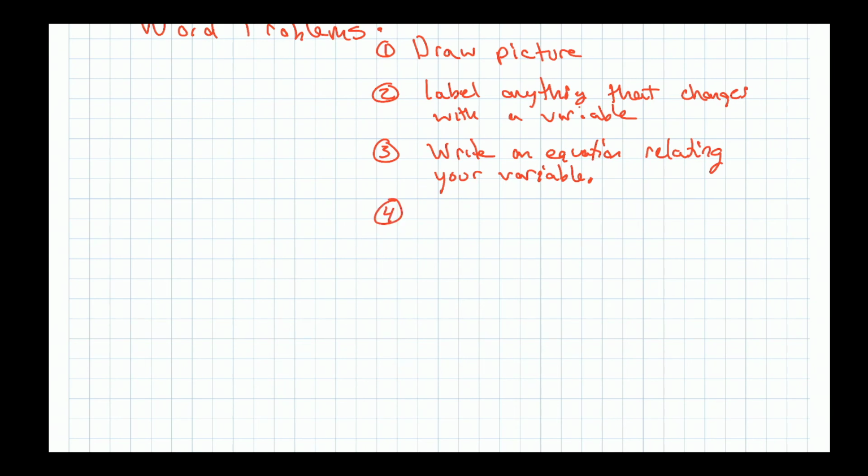At some point you need to do this, so I'm going to do it right here. I'm going to say make sure you write out all known numbers, in terms of what variable they are.